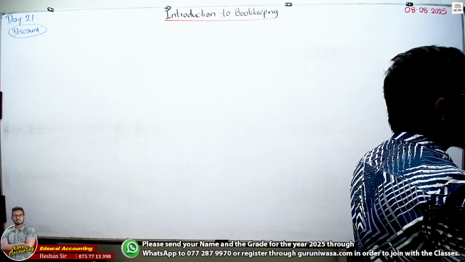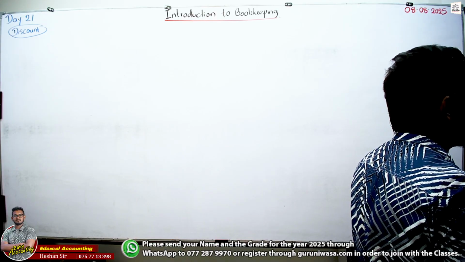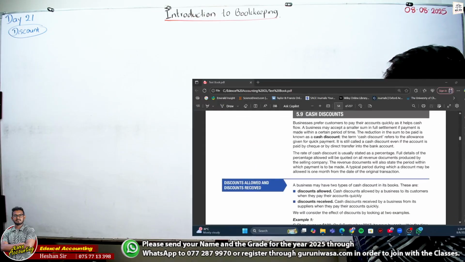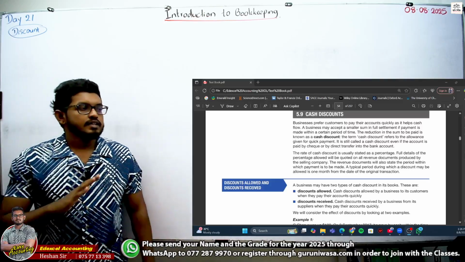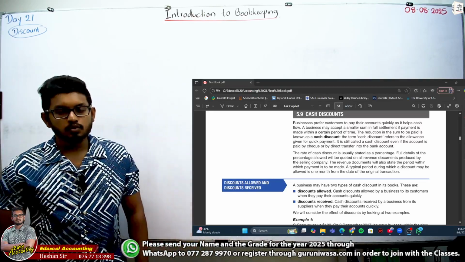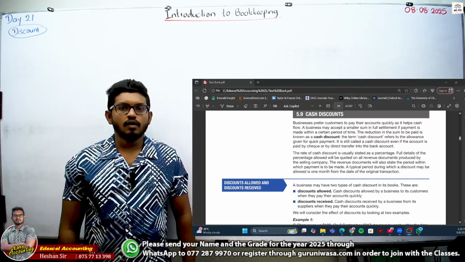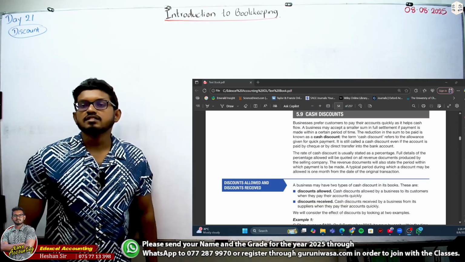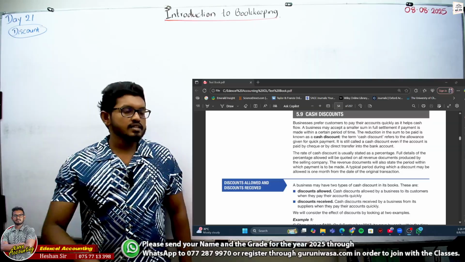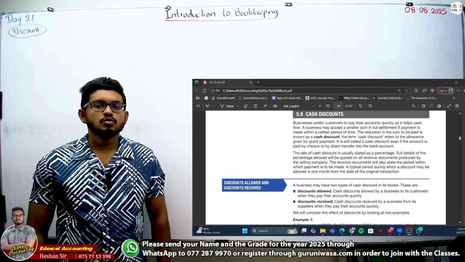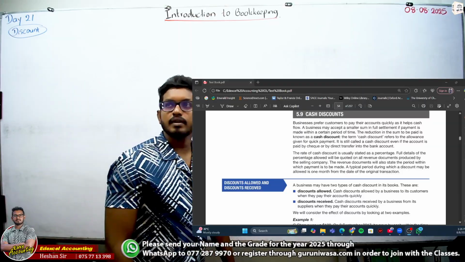Last week we discussed the discounts, right? I told you there are two types of discounts: trade discounts and cash discounts. We record only the cash discounts. There are two types of cash discounts: cash discount allowed and cash discount received. Cash discount allowed is an expense. How we record: discount allowed account debit, debtors account credit. Discount received is an income from the creditors. How we record: discount received account credit, creditors account debit, right?